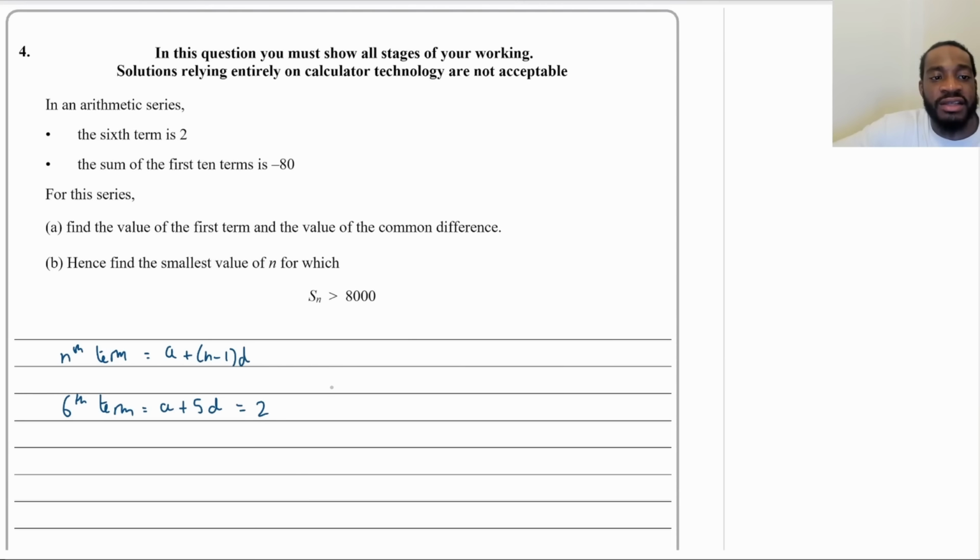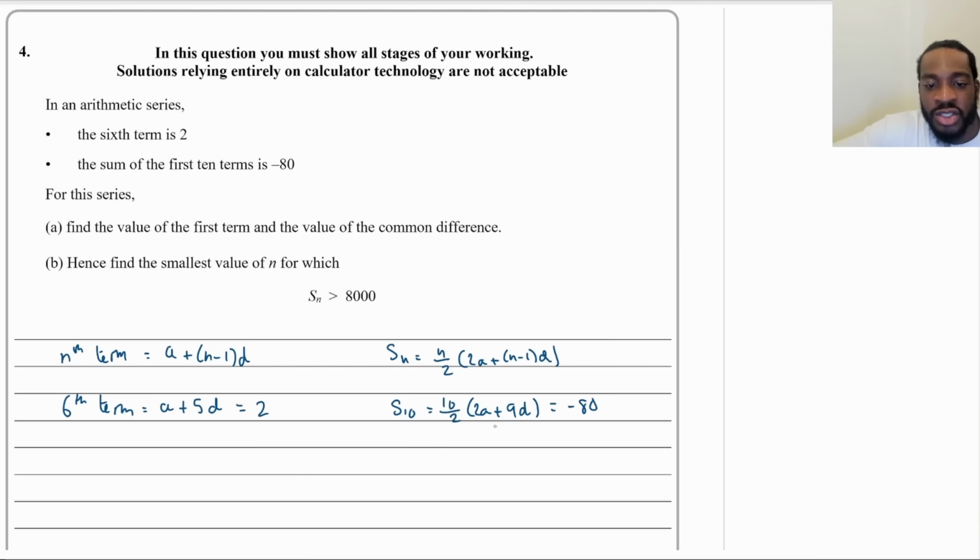The second bullet point says the sum of the first 10 terms is minus 80. So this is the Sn formula we need to use. So Sn, remember, is n over 2 times 2A plus n minus 1 D, okay? Now, they've said that the sum of the first 10 terms, so that's S10, that's going to be 10 over 2. And then 2A plus n, if n is 10, n take away 1 will be 9. So 9D, and then this is going to equal minus 80.